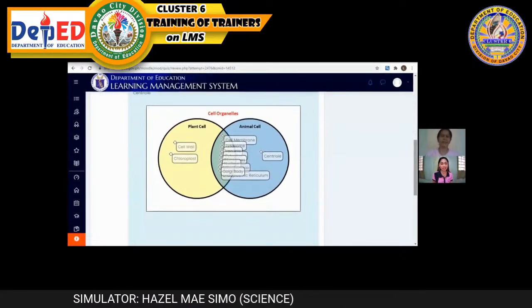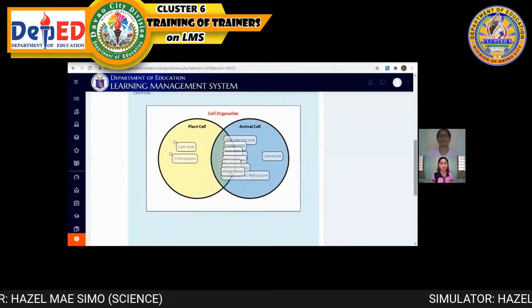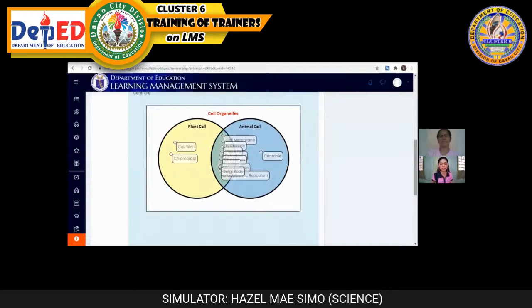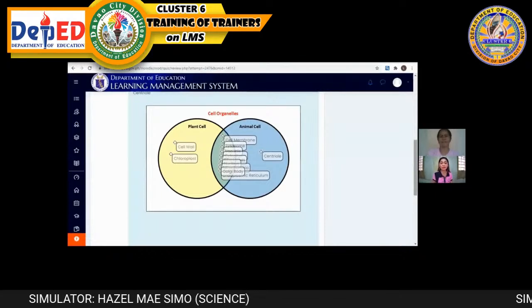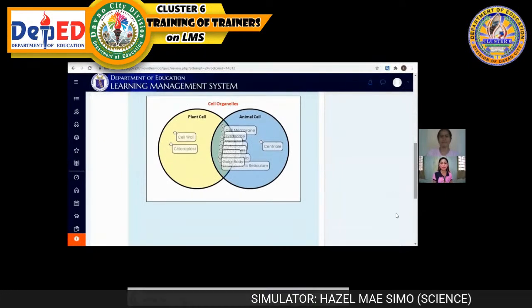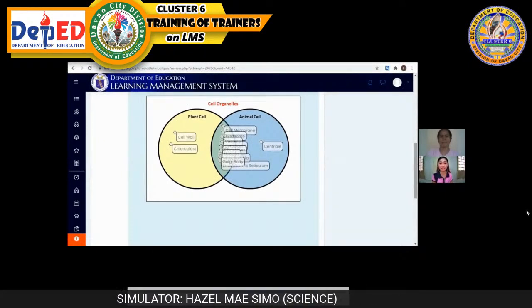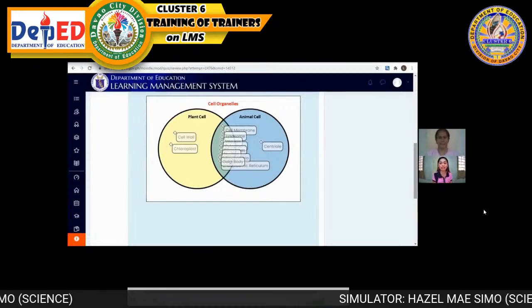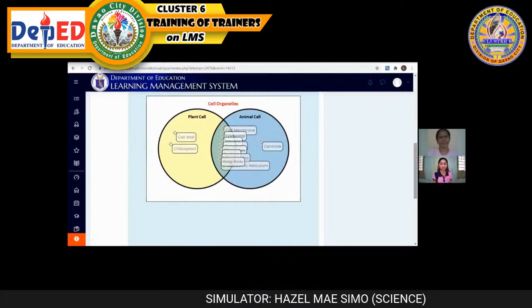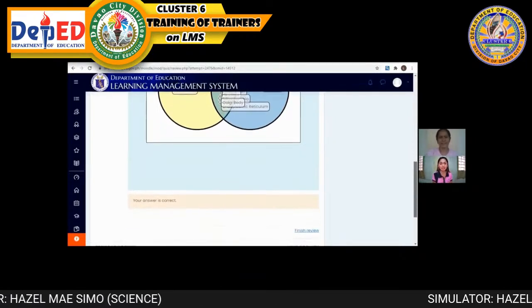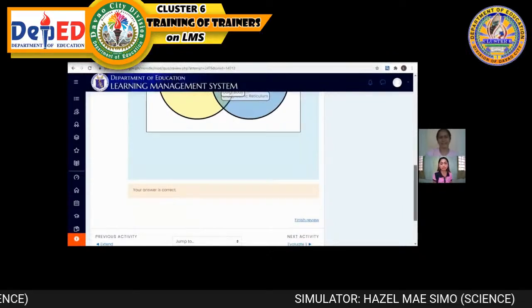Yes, that's right. Only the plant cell has its cell wall and chloroplast, and on the other side, the centriole can only be found in an animal cell because it is necessary for its cell division process. And all other organelles can be found in both of them. Very good, Sheila. Now you may proceed to our evaluation tool.